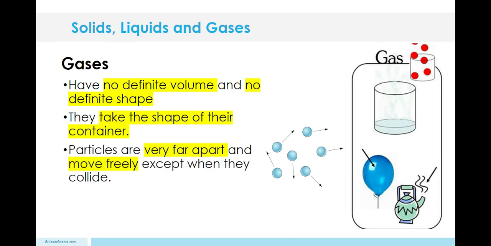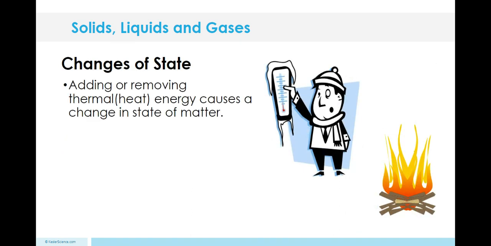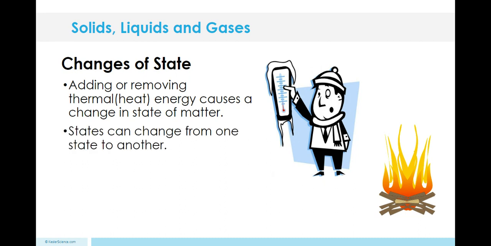These particles, unlike liquid or solid, are very far apart and they move freely, except for when they collide. Or if you were in my class, we call that bump and fly. They knock into each other and they fly off in different directions. We also know that by adding or removing thermal or heat energy, we can change our matter from one state to another, and each can become the other state.